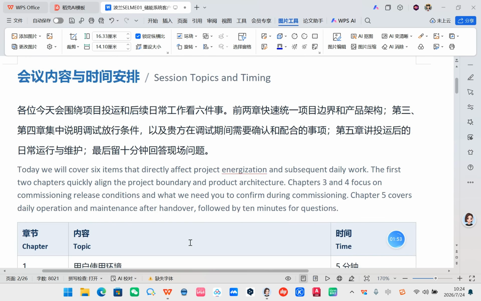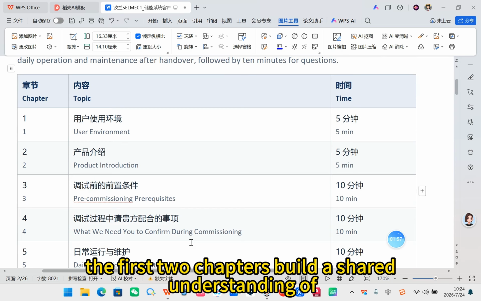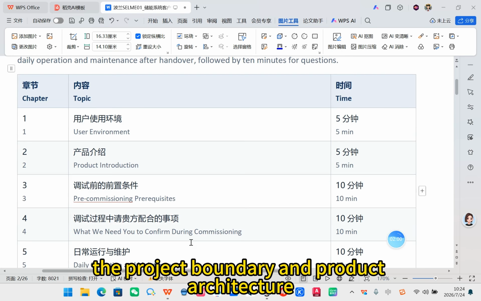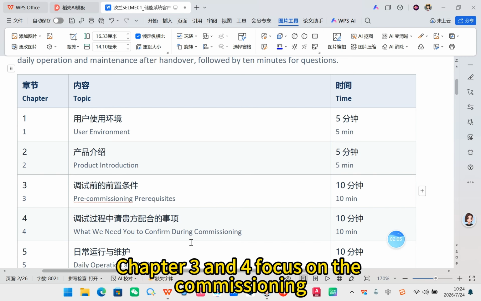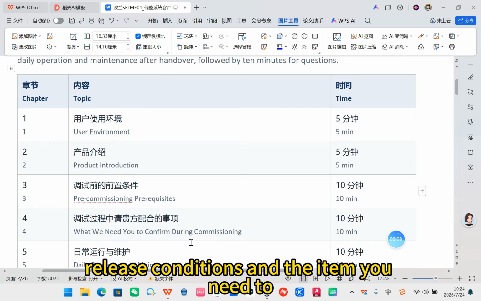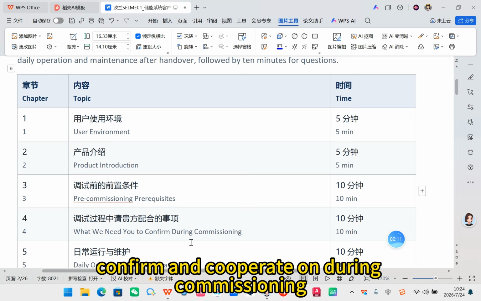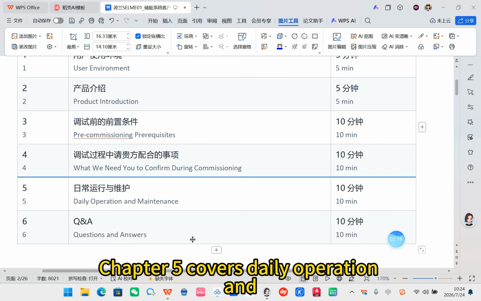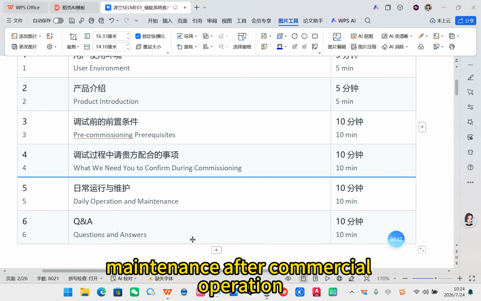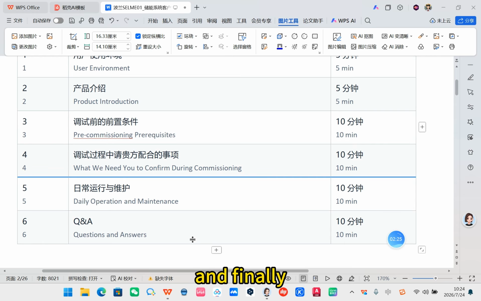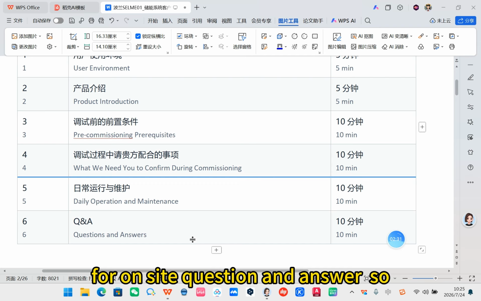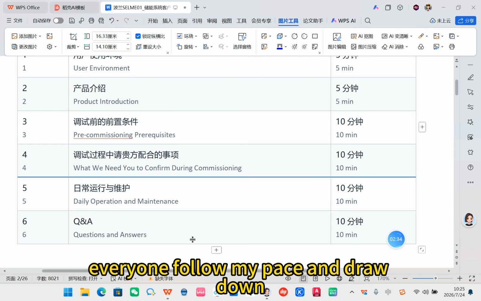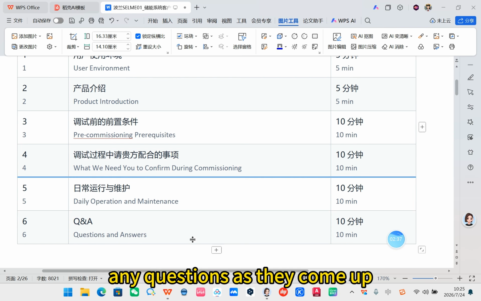Today's agenda has 6 parts. The first 2 chapters build a shared understanding of the project boundary and the product architecture. Chapters 3 and 4 focus on the commissioning release conditions and the items you need to confirm and cooperate on during commissioning. Chapter 5 covers daily operation and maintenance after commercial operation. Finally, we leave 10 minutes for on-site question and answer. So, everyone, follow my pace and raise any questions as they come up.